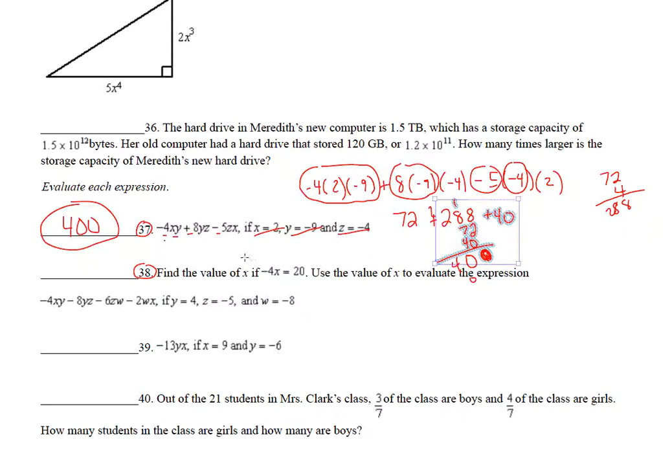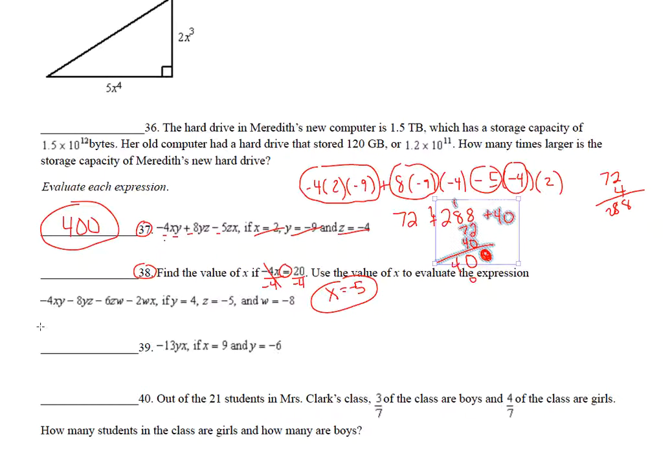For number 38, it says find the value of this equation. Remember that if it has an equal sign, it's an equation. So we solve by isolating the variable, doing the opposite operation. So divide by negative 4 on both sides. We get x is equal to negative 5.